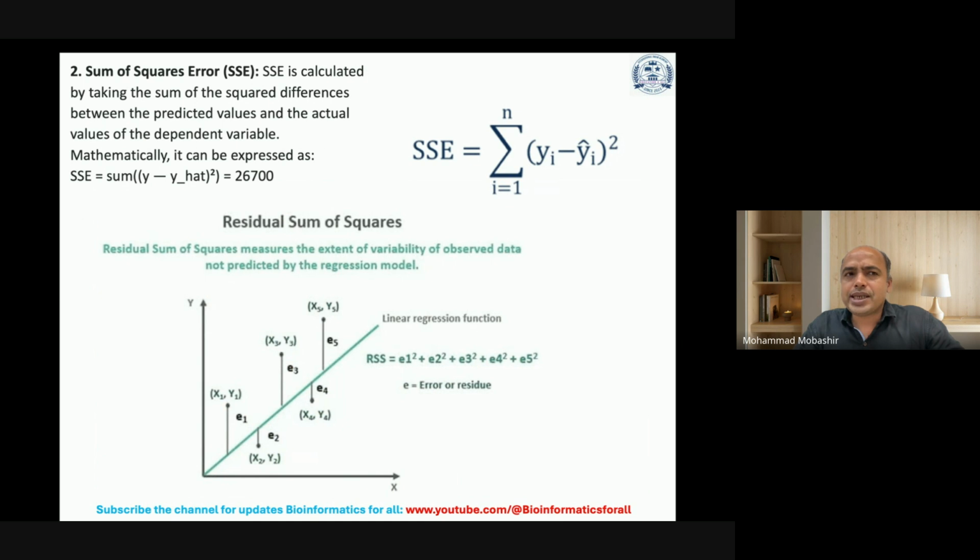Now it comes to SSE, sum of squared errors. The squared error is calculated by taking the sum of the square differences between the predicted values and the actual values of the dependent variable, which you can see in this equation. So these are quite simple equations which you need to code while you are developing the machine learning algorithm. So here you can see the figure, how it could be understood in terms of graphical presentation.